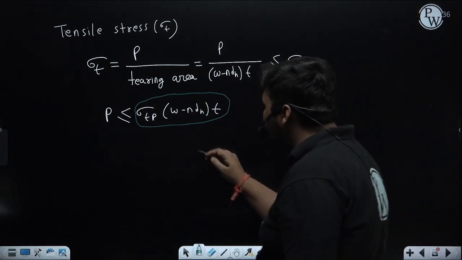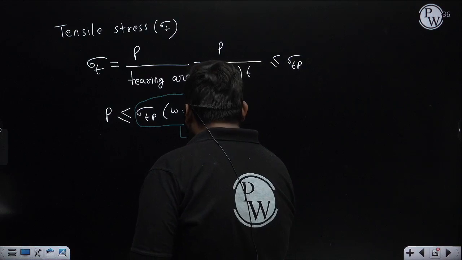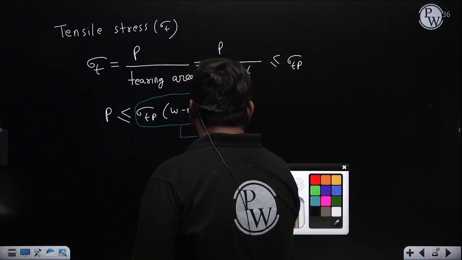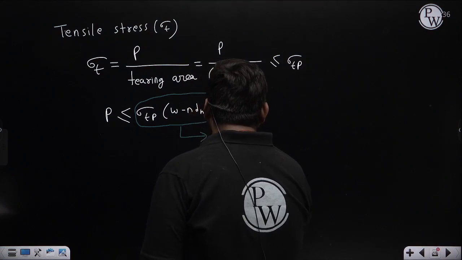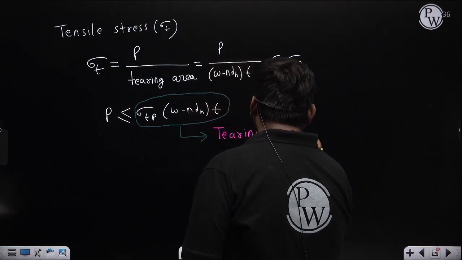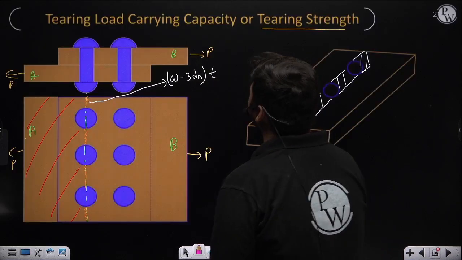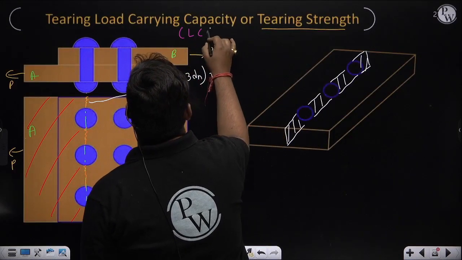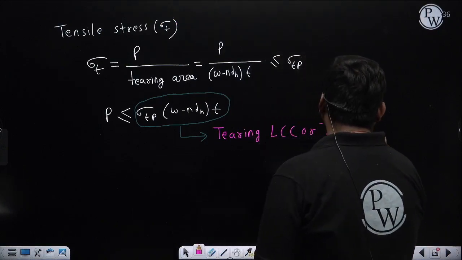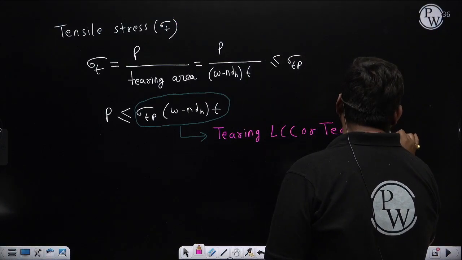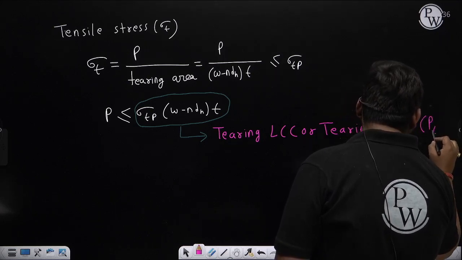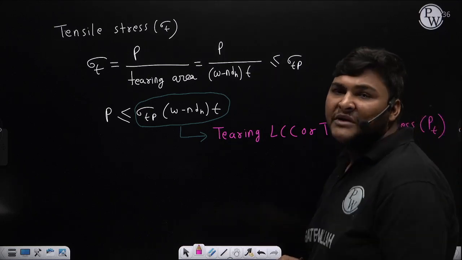So it is the load carrying capacity to avoid tearing failure, and the load carrying capacity which comes to avoid tearing failure is known as the tearing load carrying capacity. I am writing load carrying capacity in short as LCC, or tearing strength. We denote the tearing load carrying capacity or tearing strength by P suffix T. Suffix T is for tearing.